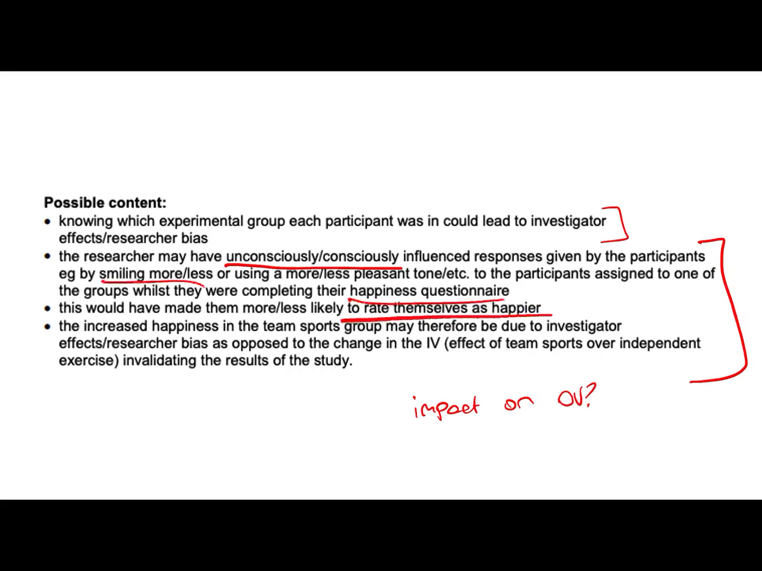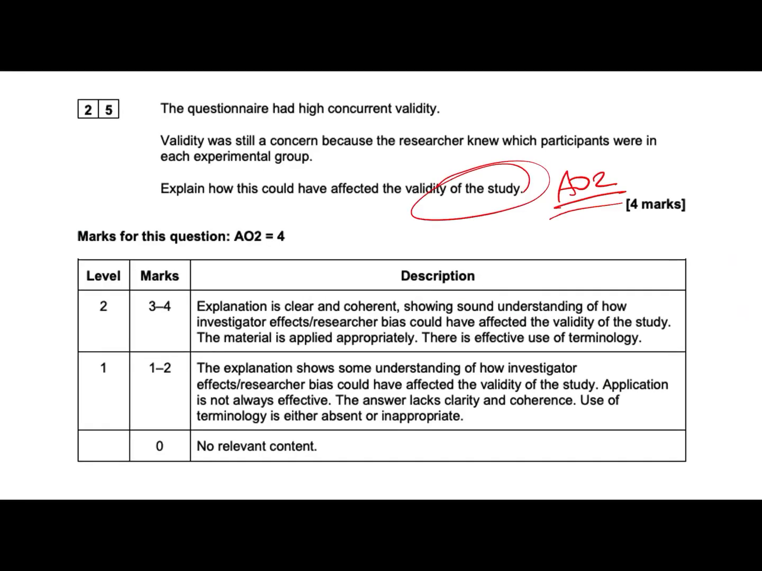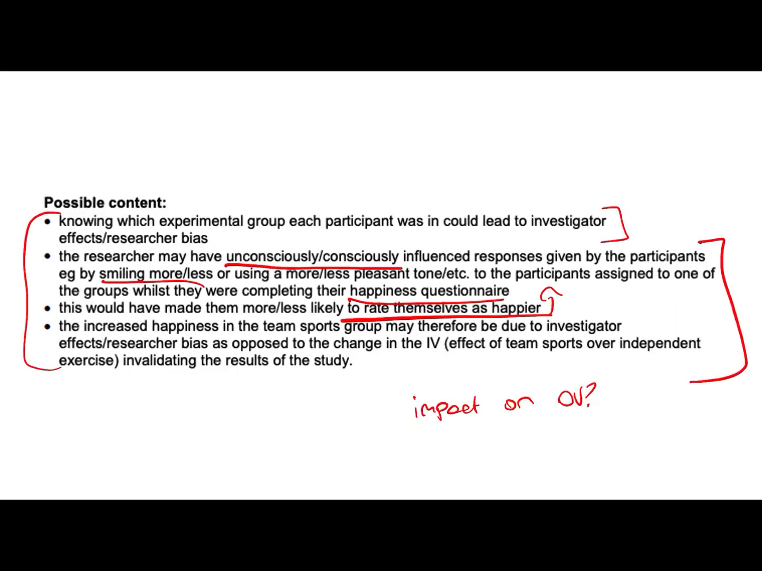which means that it's going to be hard to draw conclusions about the effect of team sport or independent exercise on happiness when we've now got a confounding variable of our investigator effects that is also influencing the happiness of participants. So you didn't need to say every single one of these points. It was a banded question. It was just how well you were able to explain how investigator effects could have affected validity in this study. So you absolutely need to apply to the scenario.